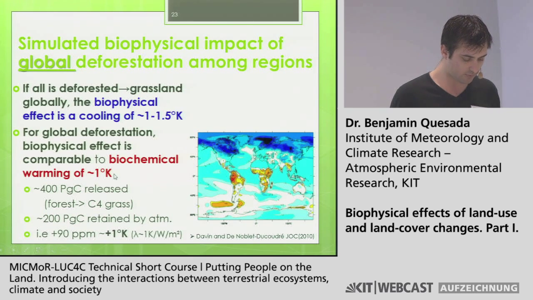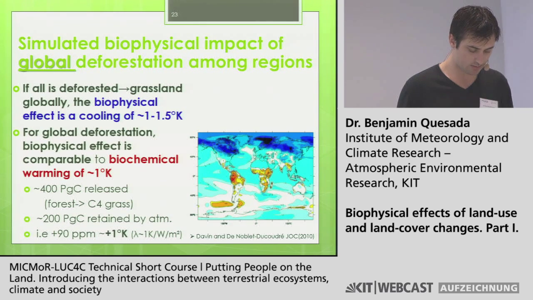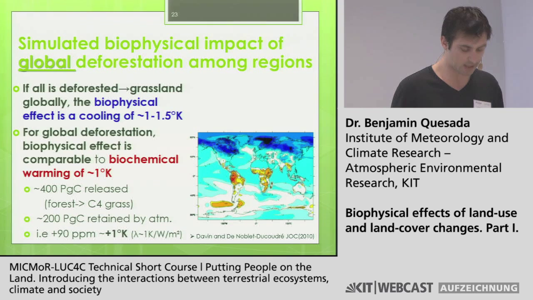So I consider here 400 petagrams of carbon released. I think it's the above-ground content of carbon if we cut all the forests on the globe. If we consider that 50% is retained by the atmosphere at equilibrium, we have more than 90 ppm, which gives us, with the best estimate of climate sensitivity, roughly 1 degree Kelvin. So that has been calculated in other recent studies, and it's roughly what I show here.